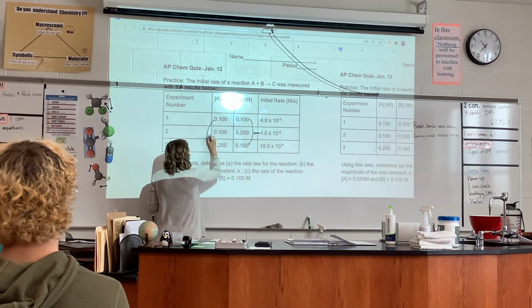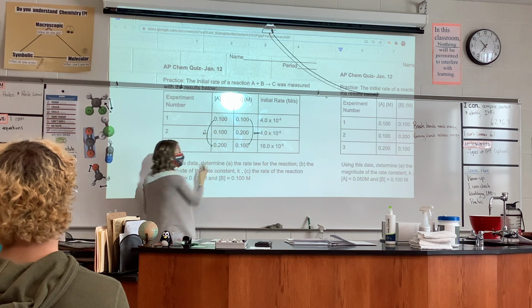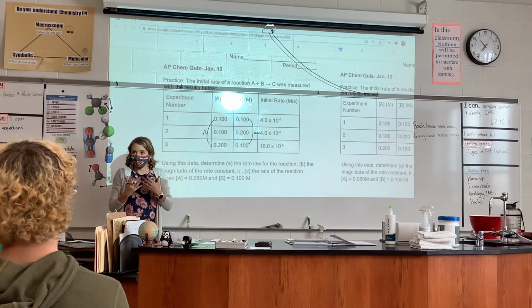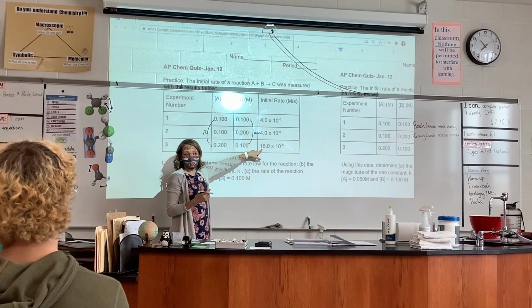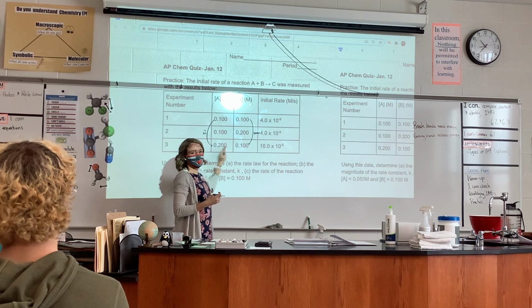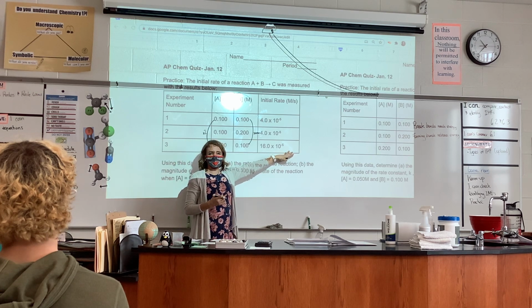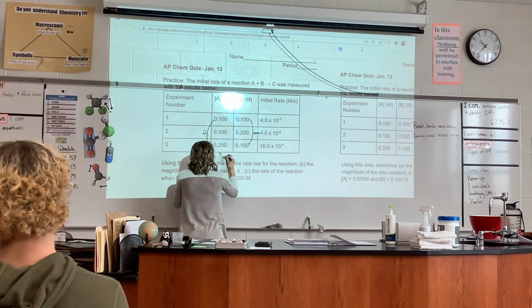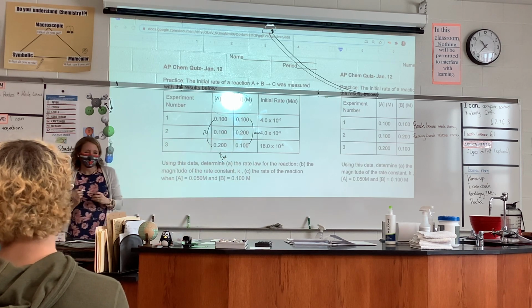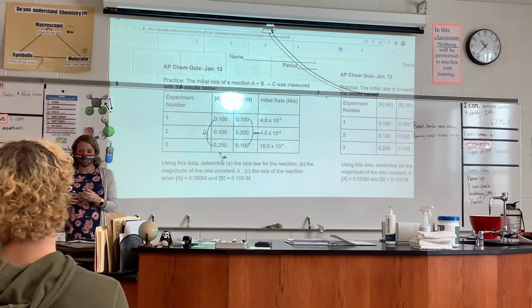A from 1 to 3 doubled. I chose to double it. And as a result, what did the rate do? Quadruple. So if I double a concentration and the rate quadruples, what order does that mean? Second order. Did you get that? Second order. Okay, so A is second order.